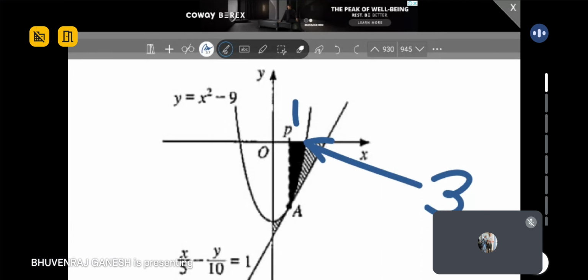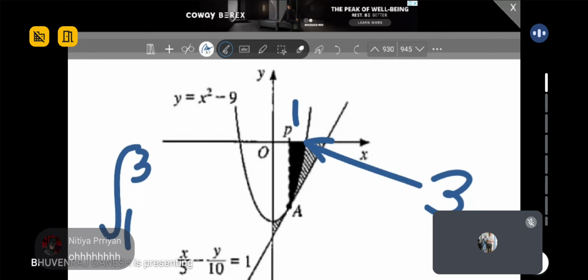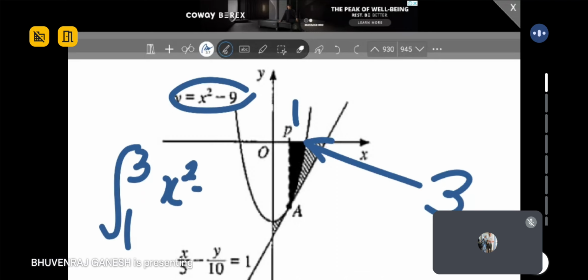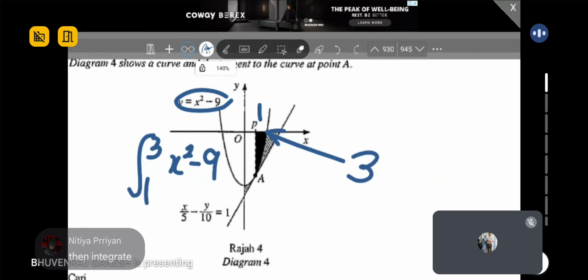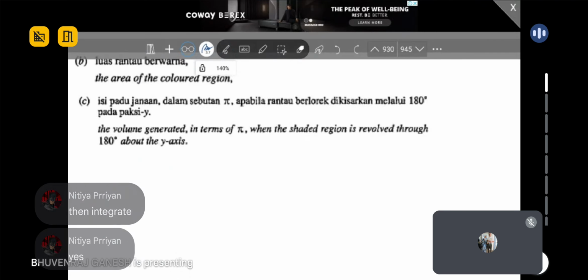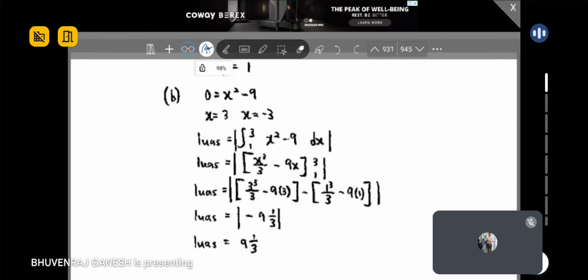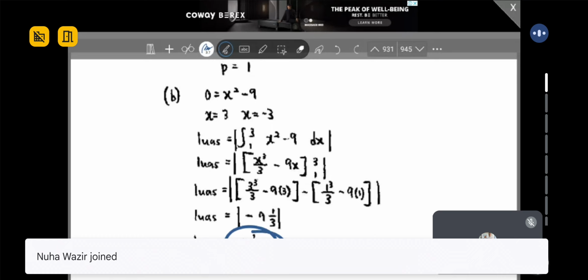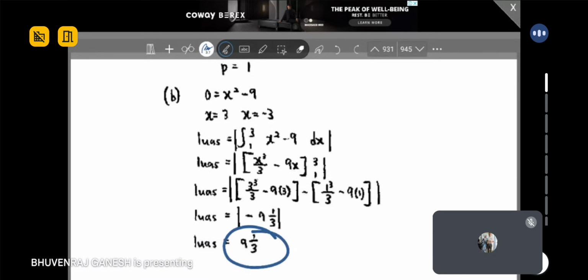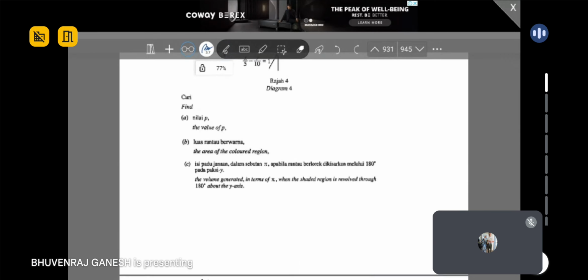So you just need to integrate from 1 to 3. Simple, right? Just do the normal integration process. That's all, then you will get your area. So this is the working. Make sure if you get a negative answer, you must take the modulus, because it's area, luas, so it can only be positive. I think this one should be no problem, very straightforward. Soalan B.